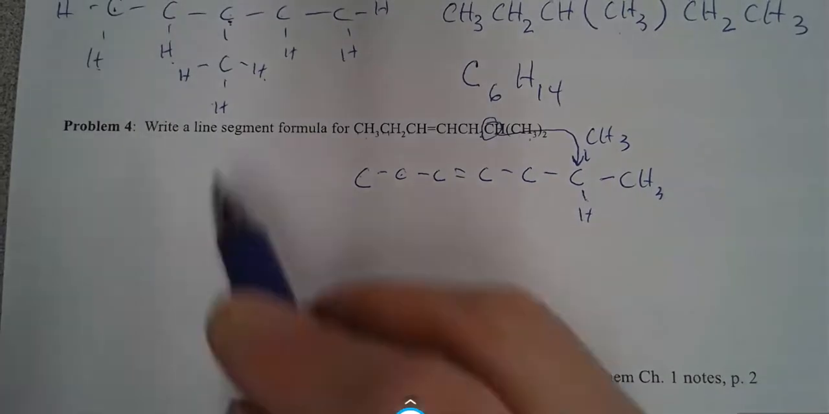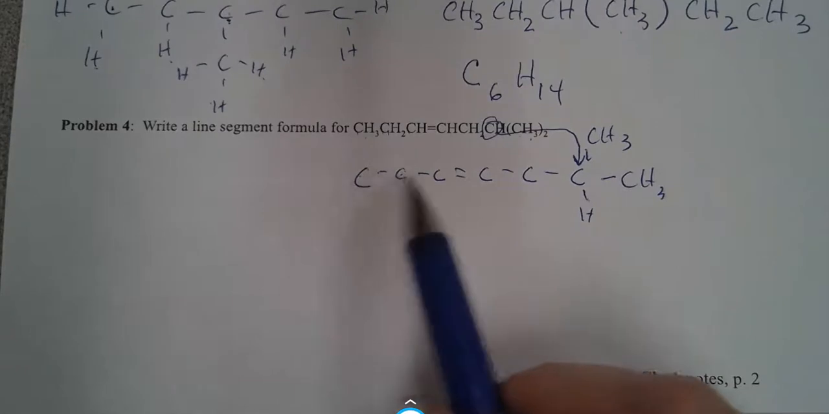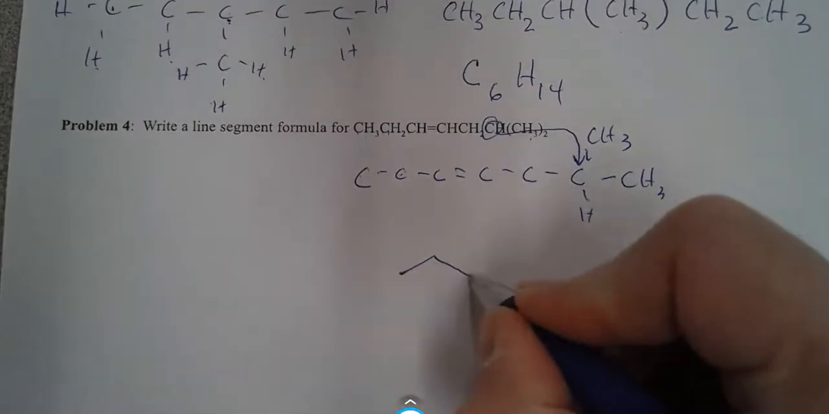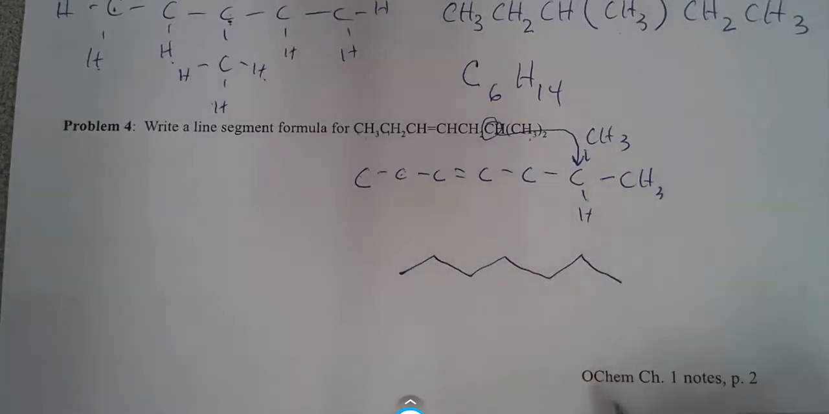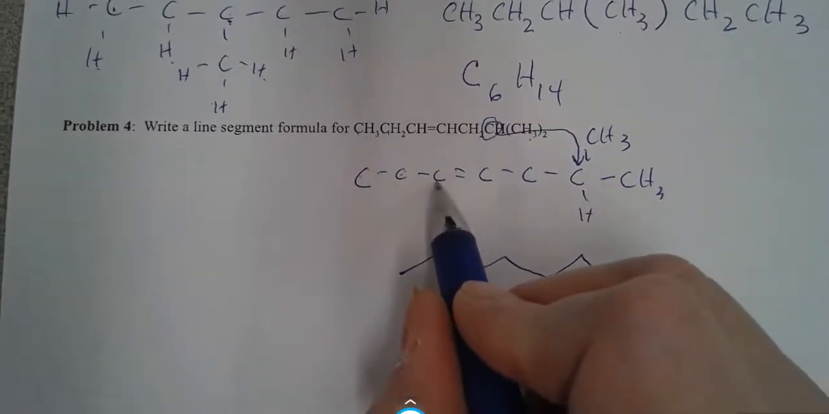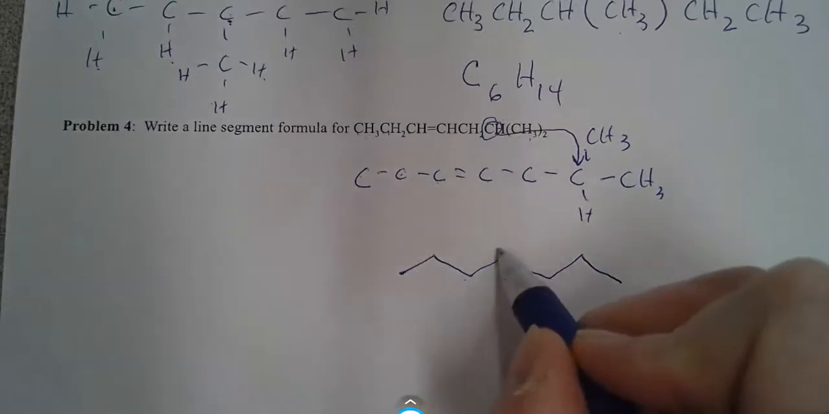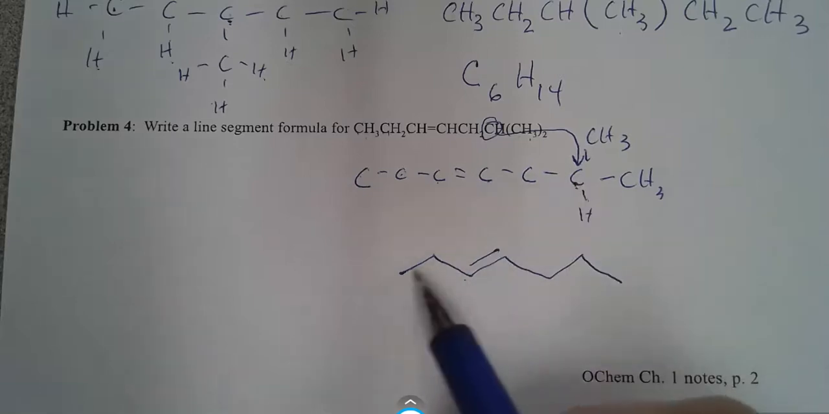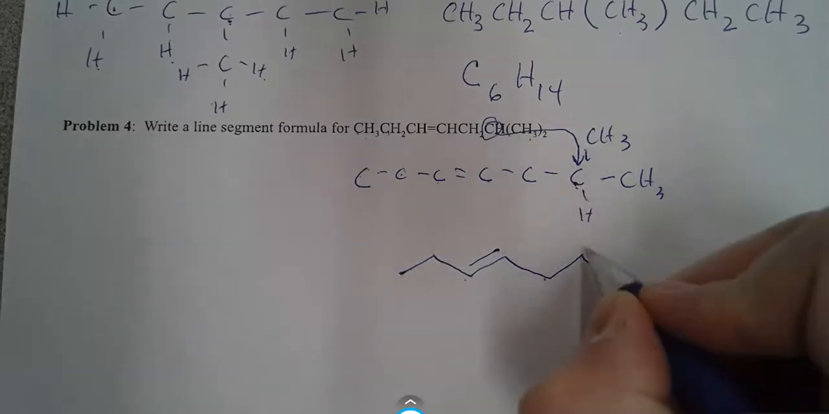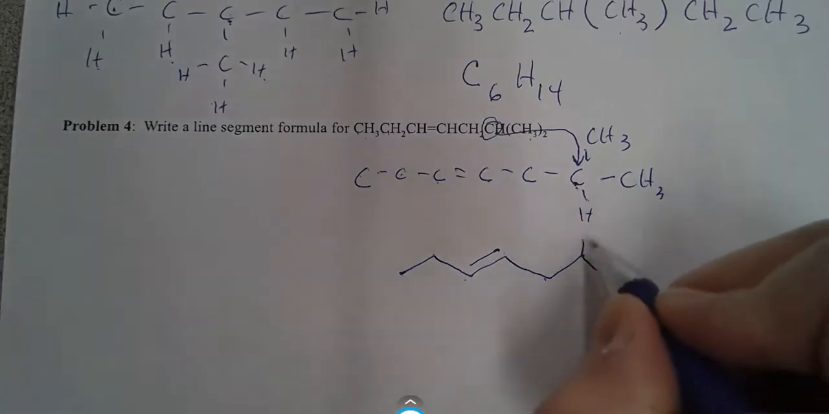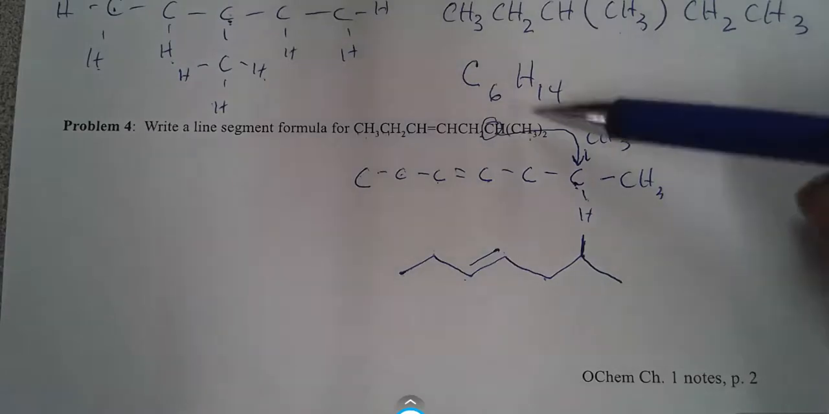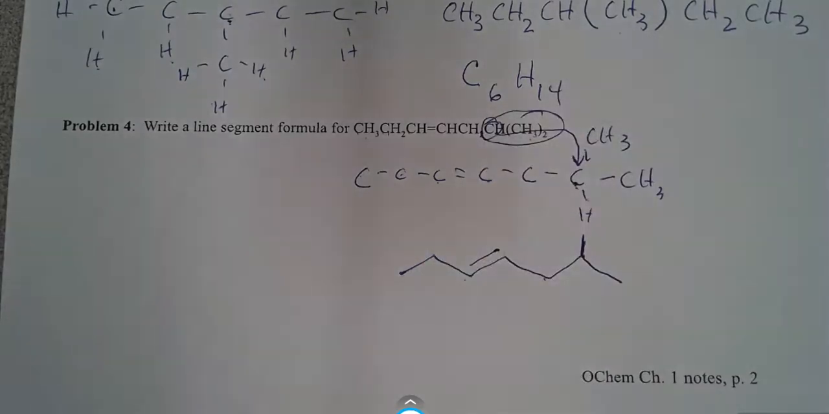So now I can do the line segment. Ready? I have 1, 2, 3, 4, 5, 6, 7 in a row. 1, 2, 3, 4, 5, 6, 7 in a row. I have a double bond between the 3rd and the 4th, right here. And here is 4, 5, 6. On the 6th one, I have a branch. 1, 2, 3, 4, 5, 6. I have a branch. So my carbon's right here. All right, and that's it. Okay, so the key to this one is to understand that part. Okay, let's go on to the next page.